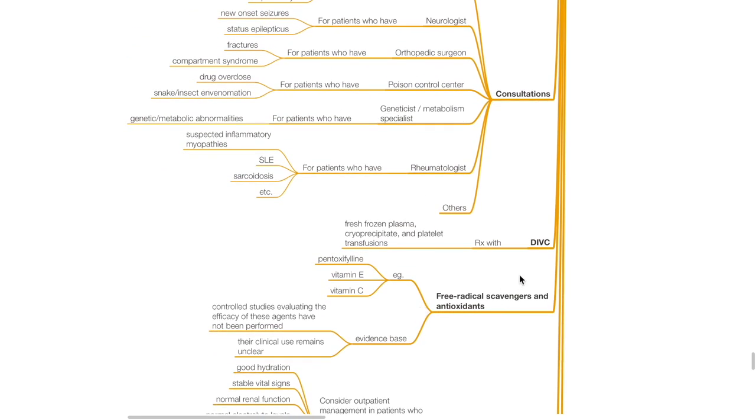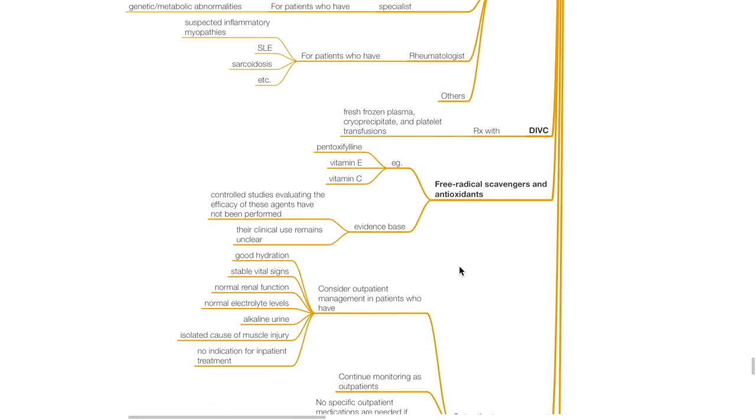DIC: treat with fresh frozen plasma, cryoprecipitate, platelet transfusion, and treat the underlying cause. Free radical scavengers and antioxidants, such as pentoxifylline, vitamin E, and vitamin C. Controlled studies evaluating the efficacy of these agents have not been performed, and their clinical use remains unclear.